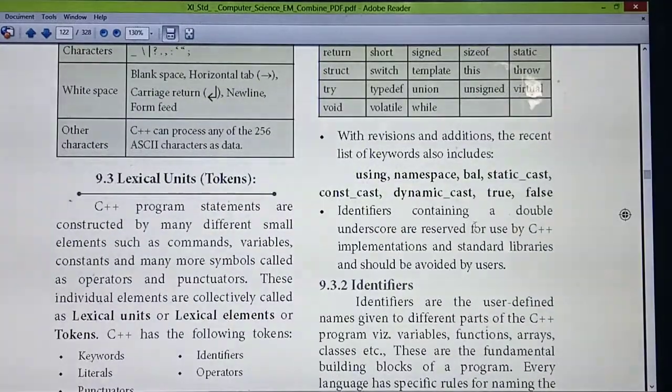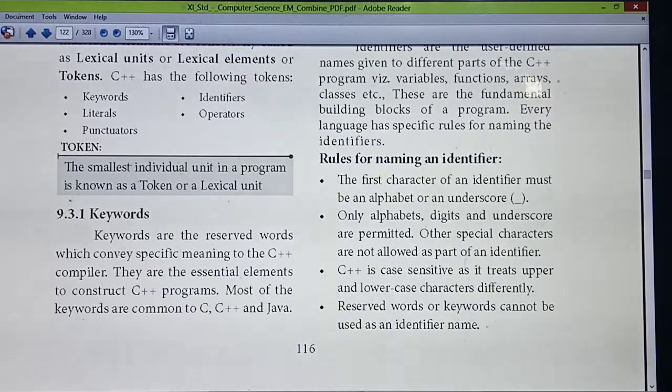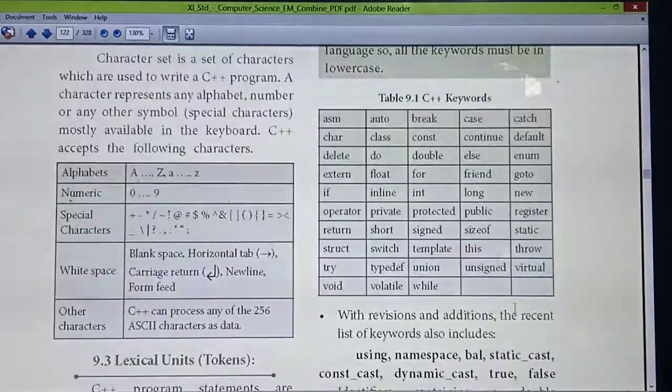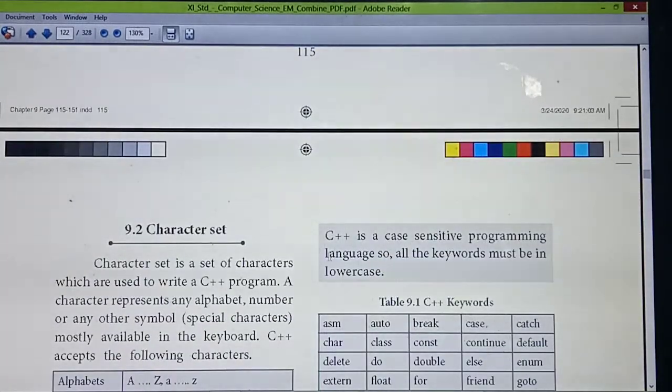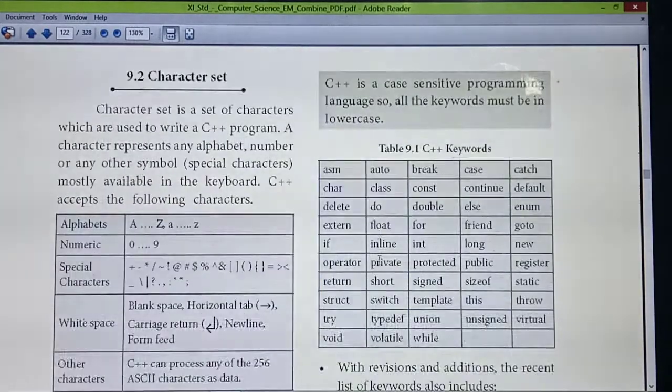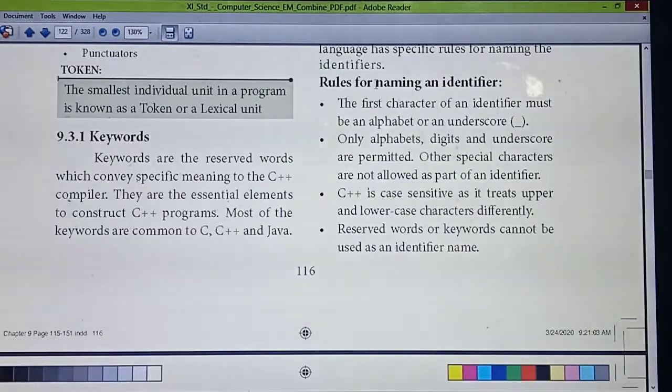Second point, same page, under the heading rules for naming identifiers. Have you all seen: C++ is case sensitive, it treats uppercase and lowercase characters differently. Okay, 2 points. First mark here, C++ is a case sensitive programming language, so all the keywords must be in lowercase. This is the first point. The second point, under rules for naming identifiers: C++ is case sensitive, it treats upper and lowercase characters differently. This is the second 3-mark question. Then the third question you should write.